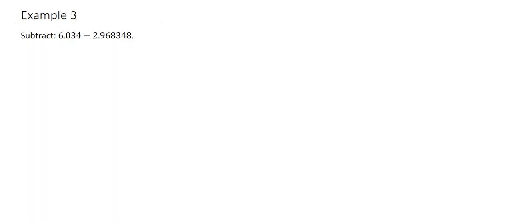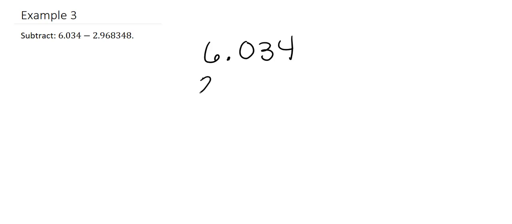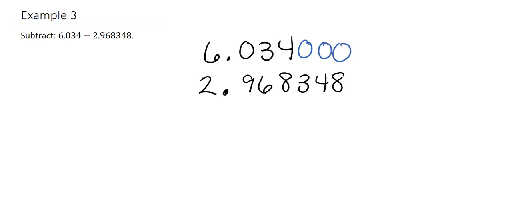Example 3. So we're going to subtract the following. So let's go ahead and write this out. So we have 6.034. Then we have 2.968348. Now we're going to go ahead and add 3 decimals. So there's 6 numbers after the decimal in both of the numbers. So now we can go ahead and subtract.